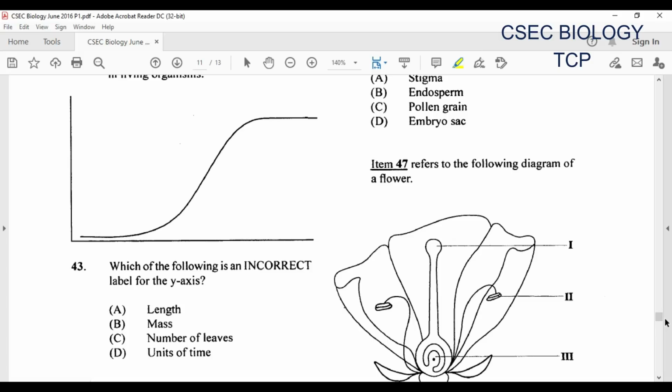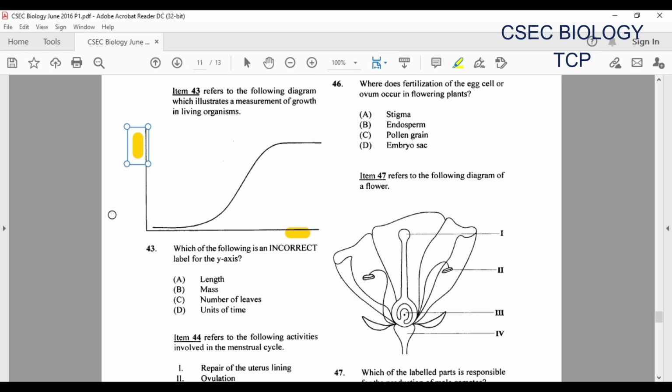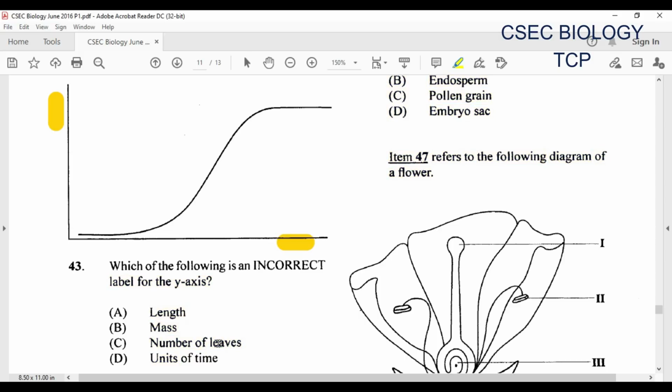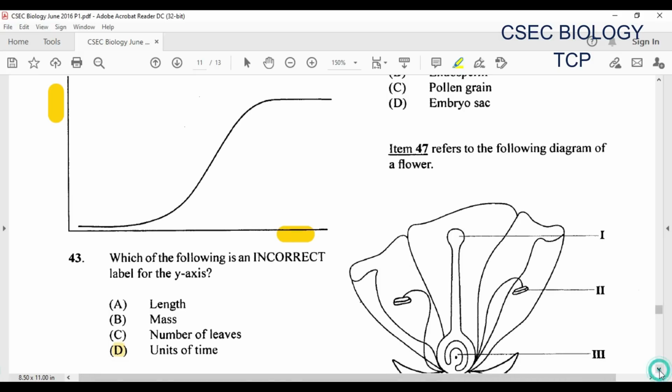Which of the following is an incorrect label for the y-axis? And remember, we're looking at the axis. The axis at the bottom here is going to be the x, and the one at the top here is going to be of course the y-axis. Now usually we place the independent variable on the x-axis, and the independent variable here would have been time. So we go D as the answer for that, and we move to 44.